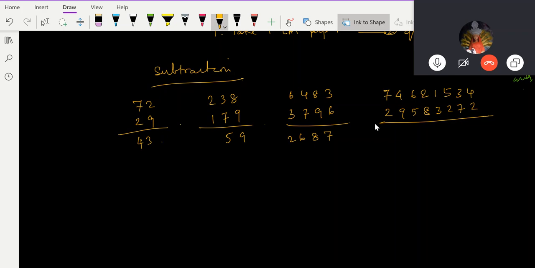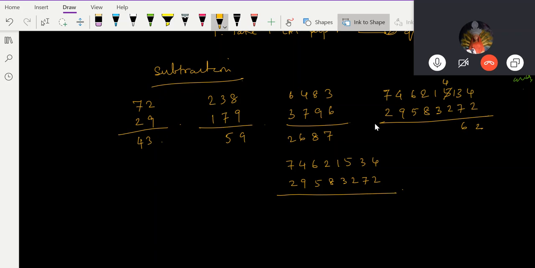So 4 minus 2 is 2, 3 minus 7 means cancel 5, right? 4, get 1, 6. You did this, right? Okay. So there is an easier way, especially when you are dealing with big numbers. 7, 4, 6, 2, 1, 5, 3, 4 minus 2, 9, 5, 8, 3, 2, 7, 2.